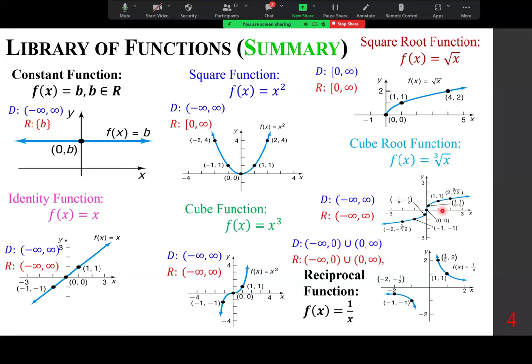So how do we write that in an interval notation format? D stands for domain: from negative infinity to 0, union 0 to infinity. R stands for the range: from negative infinity to 0, union 0 to infinity. So it's pretty straightforward, everybody.